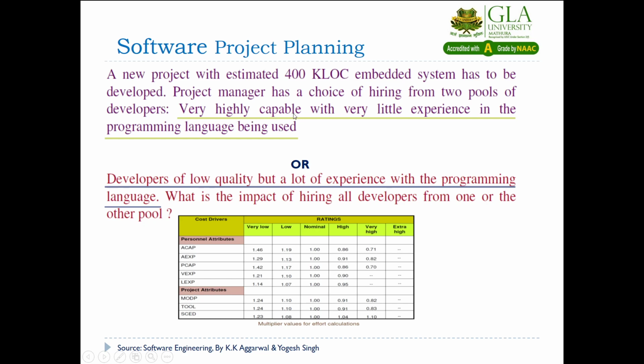The first pool is very highly capable with very little experience in the programming language being used. So how will we find out the EAF? How will you decide very little experience? You will go to the language experience row. L refers to language and EXP means experience. This is the row specifically for language experience. So what is the experience? Very little experience means very low experience, so you will take 1.14 for the first case. And what will be the very highly capable?